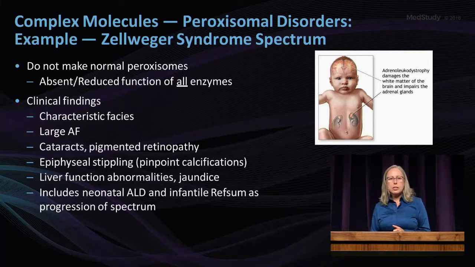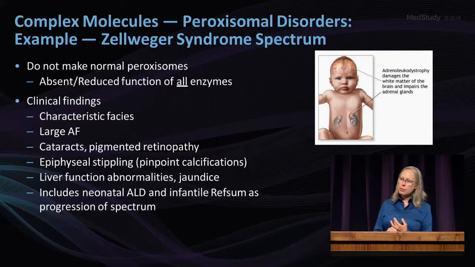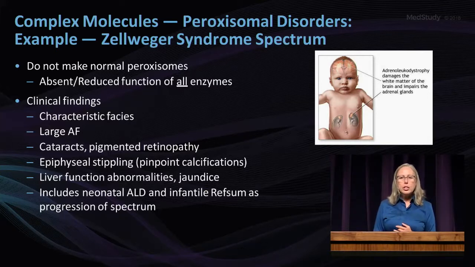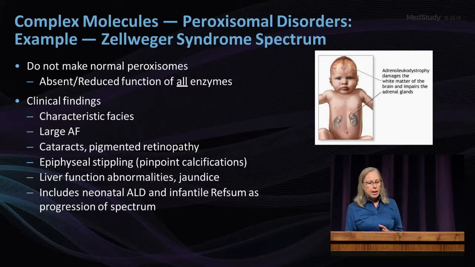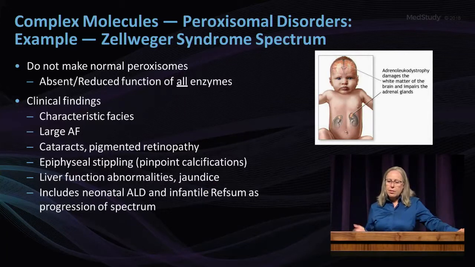These kids have characteristic facial features. I think they look reminiscent of children with Down syndrome. So your first pass sort of looks like Down's, and then you start looking, and it's like that's not quite right. Large anterior fontanelle, cataracts, a pigmented retinopathy, epiphyseal stippling, liver function abnormalities, jaundice, and this spectrum includes neonatal adrenoleukodystrophy and infantile Refsum's as a progression of the spectrum.